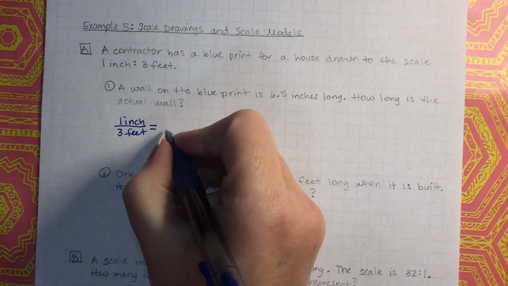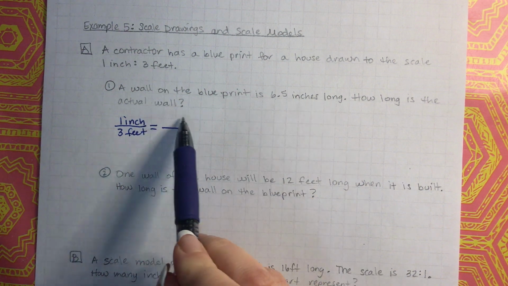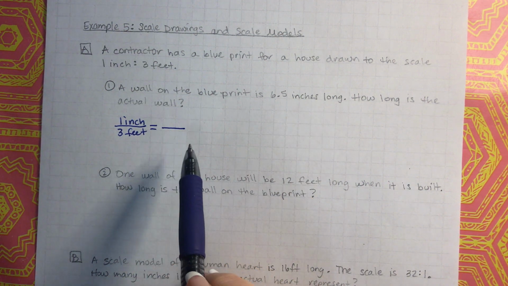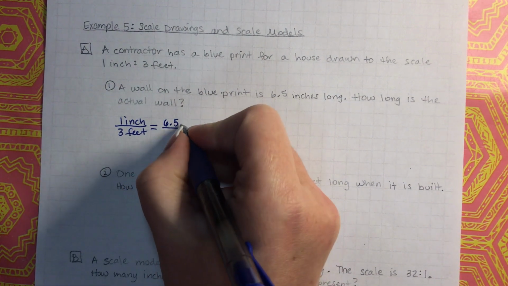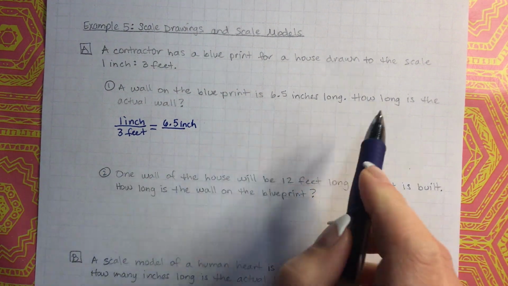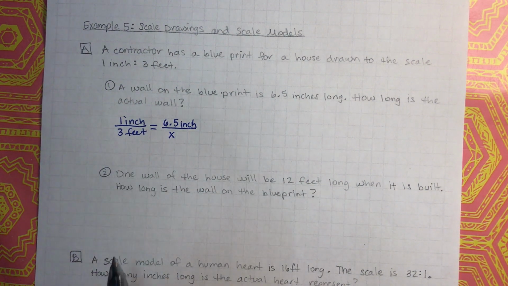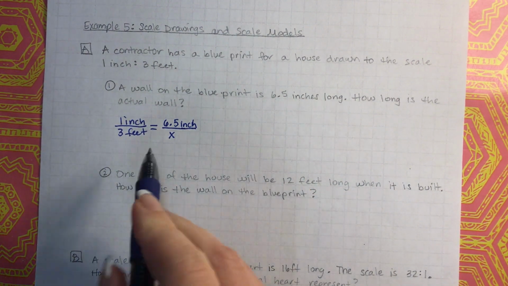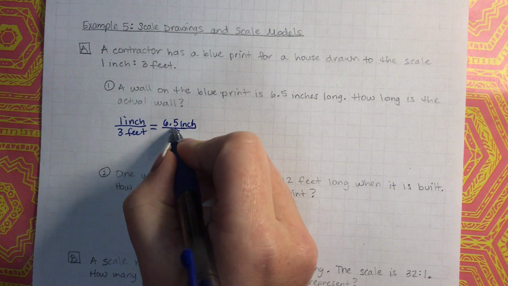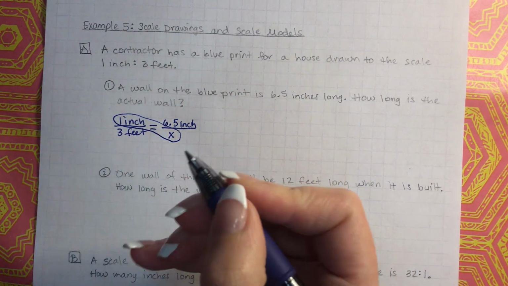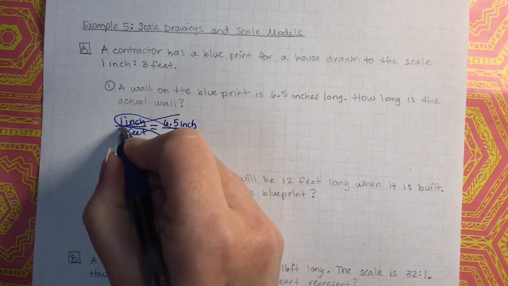So what we're going to be doing is setting up a proportion, and it gives us this information, 6.5 inches. Does that go on top with the inches information, or on the bottom with the feet information? And you're right, it goes on the top. So 6.5 inches, and it wants to know how long the actual wall is. We don't know that, so we're going to make that X. We can just use our cross products property, X times 1, which is X, equals 3 times 6.5.